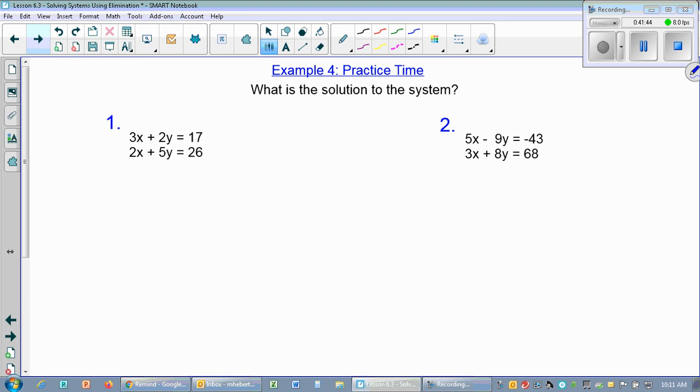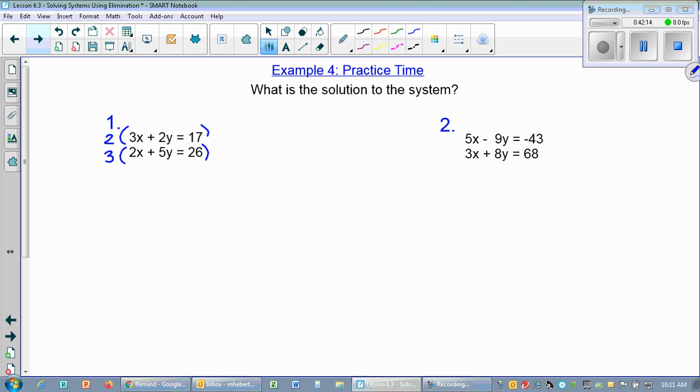All right, since the coefficients of my x's are not the same, and the coefficients of my y's are not the same, and 3 does not go into 2, and 2 does not go into 3, and 2 does not go into 5, and 5 does not go into 2, I will have to multiply both equations by a single number. So I'll multiply the first equation by the coefficient of the second equation, which is 2, and I'll multiply the second equation by the first coefficient of 3.